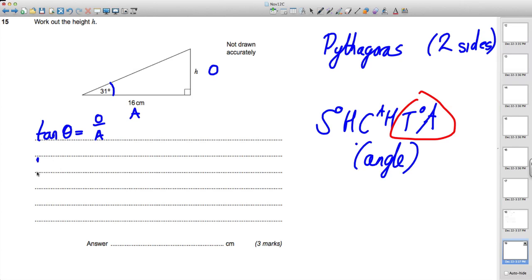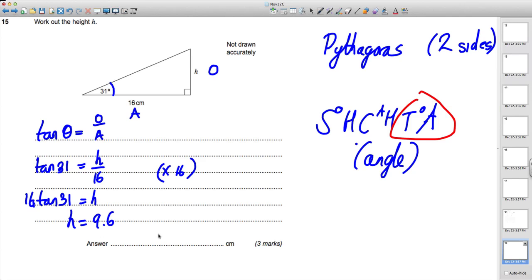So let's substitute in. Tan of 31 must be the opposite h divided by 16. Rearrange by multiplying both sides by 16. So 16 tan 31 must be h. All you've got to do is tap that in your calculator. So tap in 16 tan 31, make sure your calculator's in degrees mode, and you get yourself h is equal to 9.6. Let's leave it at 9.6 to two significant figures. So 9.6 and write two significant figures, because in the question you were given two significant figures for both of these, and you'd be done.